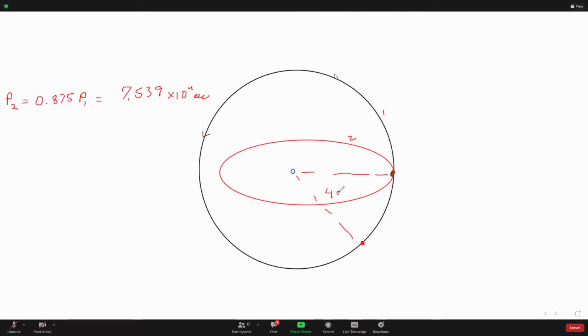And this is 45 degrees. Did everyone see how I figured out what the period of the second orbit has to be? It needs to be 360 minus 45, divided by 360, times P1. So if I wanted to move it 10 degrees, it's 360 minus 10 divided by 360, times P1. Okay, so now I know what P2 is.